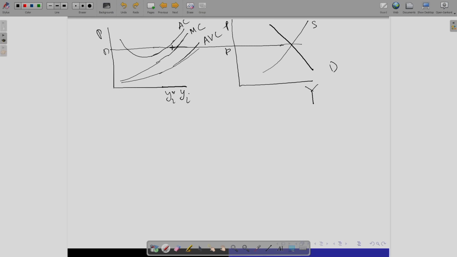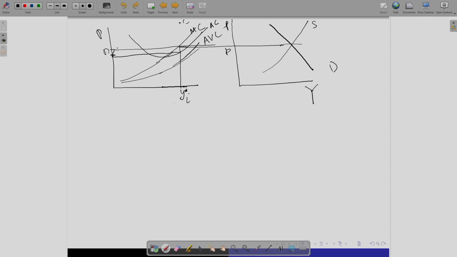Okay, there is a problem in this diagram. I have drawn the average cost curve in the wrong way. This is going to be the average cost curve, and this is the optimal. So, this is the AC, because it intersects the MC at the minimum average cost. So, this amount is the optimal output of each firm, and this is the average cost.